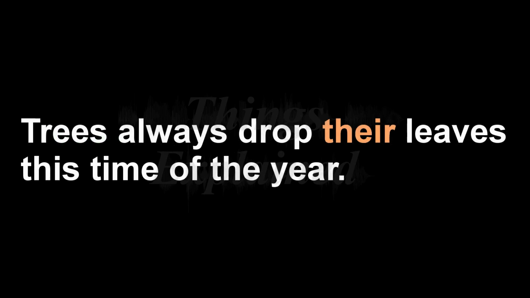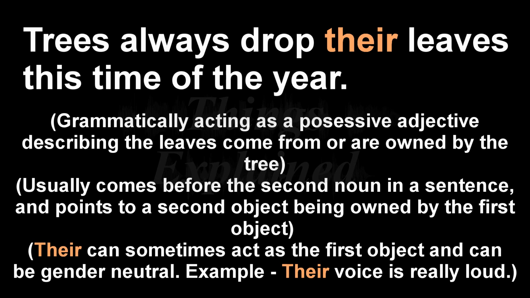Next example. Trees always drop their leaves this time of year. In this example, their is acting as a possessive adjective that is attached to the word leaves, that describes that the leaves come from or are owned by the main subject noun, tree. Usually this form of their comes just before the second noun in a sentence, and it points to that second noun as being owned by the first noun or first subject in that sentence. Although sometimes their can also act as the first object, a gender-neutral generalized pronoun, for lack of a main subject noun. Example. Their voice is really loud.